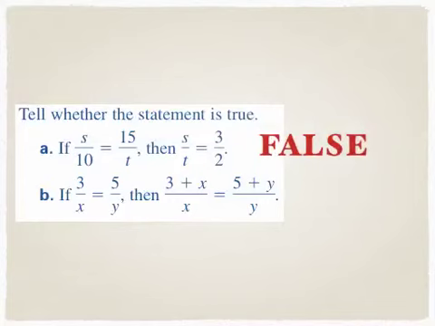If you look at this next example, it says if 3 over x equals 5 over y, then 3 plus x over x equals 5 plus y over y. We just talked about that property, and this is in fact true because what we've done is we've added the denominator to both numerators in this proportion.